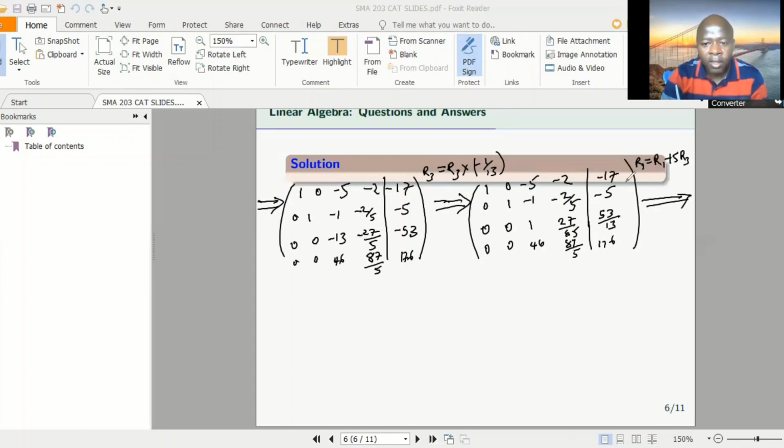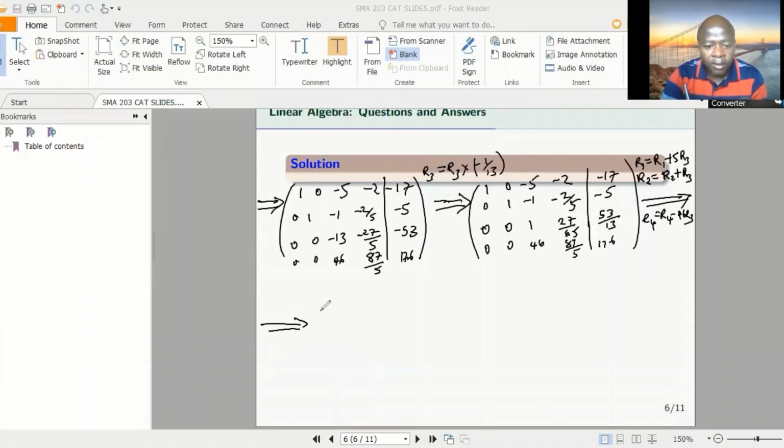And then what about here? I want new row 2, and this will be obtained by just taking the current row 2 and adding row 3 to it. What about this row 4? I'll take the current row 4 minus 46 row 3. So when that happens, what do we get?